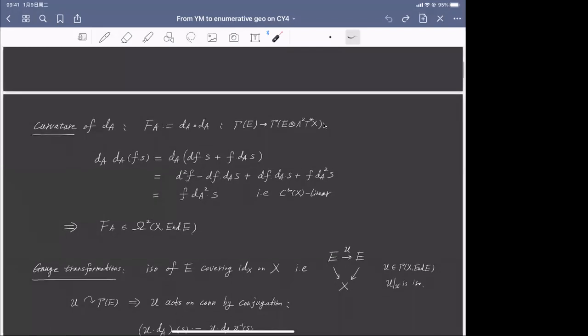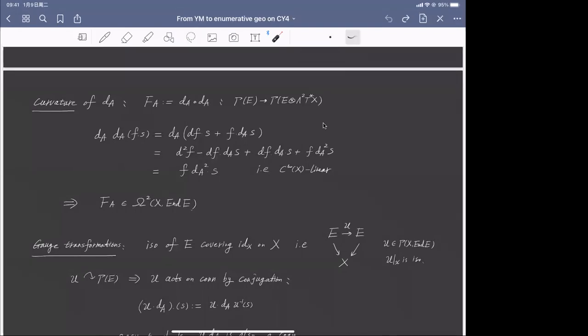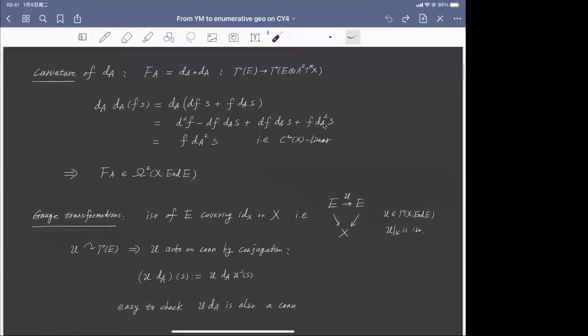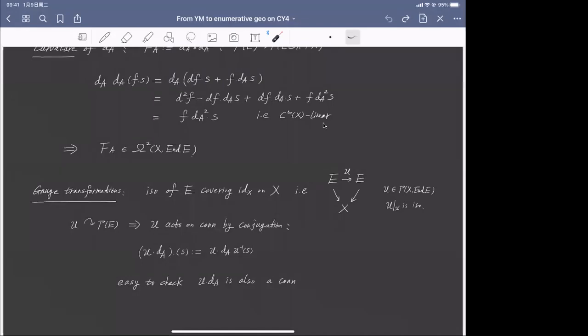So we have connection and we have a curvature. So we want to talk about what is the isomorphism of these connections. So let's introduce this so-called gauge transformation. So basically, this is just an isomorphism of this smooth vector bundle to itself, which covers the identity on the base X. In an equivalent way, this is a section of this endomorphism bundle, such that at each point on X, this is an isomorphism of linear spaces.